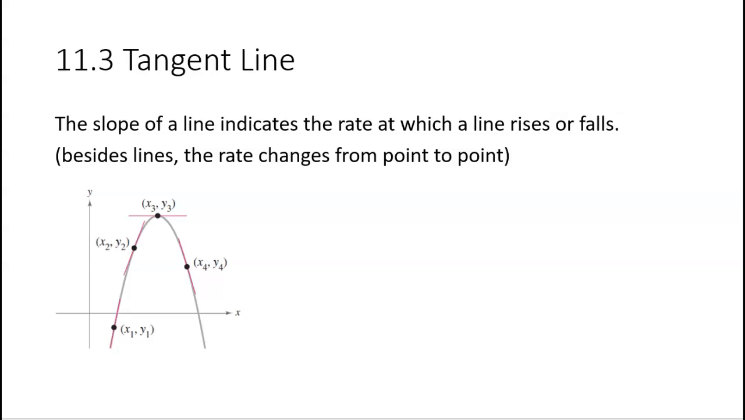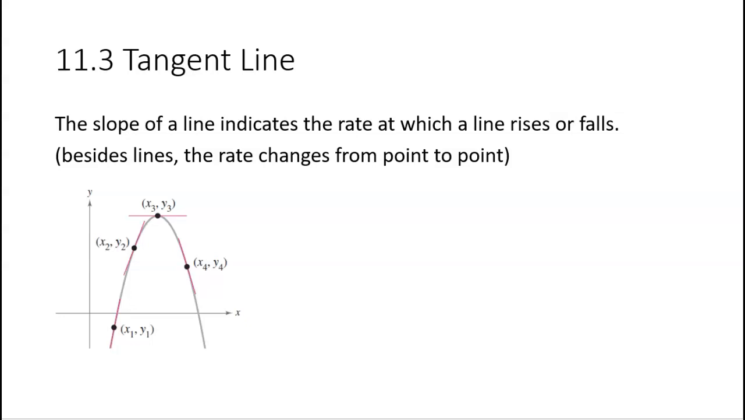So in this video, we're talking about the tangent line, so 11.3. So what exactly is this tangent line? Basically, a tangent line is talking about slope, and it's finding the slope of a line, and that indicates the rate at which a line is going to rise or fall. So besides a line, the rate of change changes from point to point.